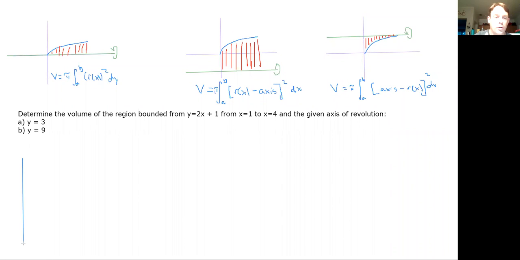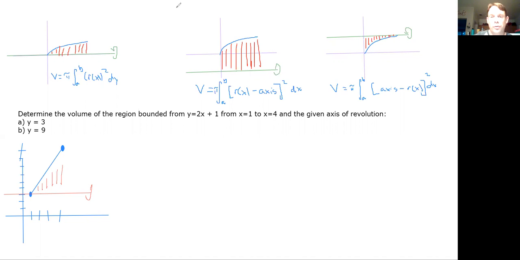All right, so we have ourselves our y-axis, we have our x-axis, we have 1, 2, 3, 4, 1, 2, 3, 4, 5, 6, 7, 8, and 9. So what we're saying is if we graph this function, when x is 1, y is 3, and then we have 4, 9. So we're going to take this function and we're going to first revolve it around the line y equals 3. So notice for this one, our volume is going to be coming down.